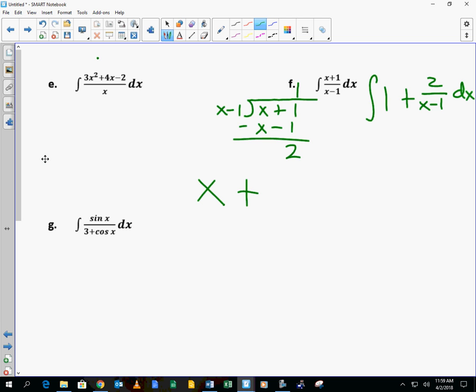Well, let's say u is equal to x minus 1. What's du? dx. I'll multiply by 2. 2 du is equal to 2 dx. So therefore, we have 2 integral of 1 over u du, right?